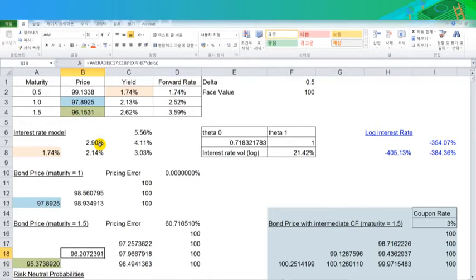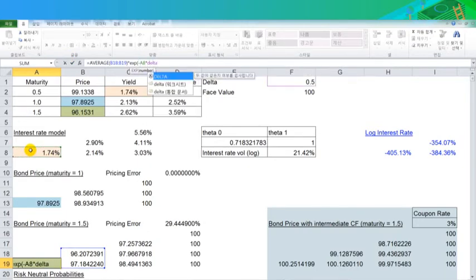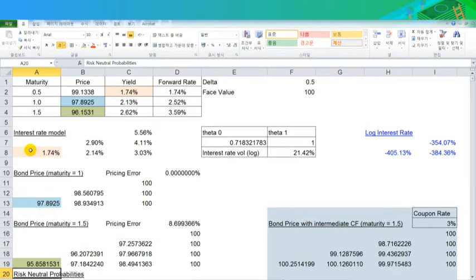Okay, and then we copy and paste. And then here, price again, we can calculate the average of those two, and then we have to discount it. EXP minus this one multiplied by delta. Done. Now let's compare this one. They are different, so we set a pricing error.